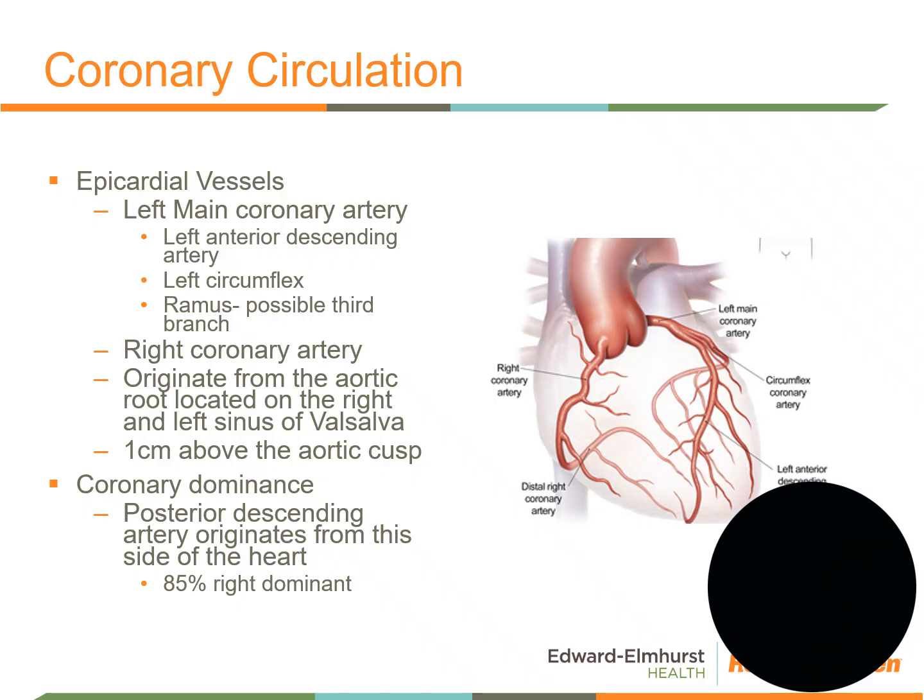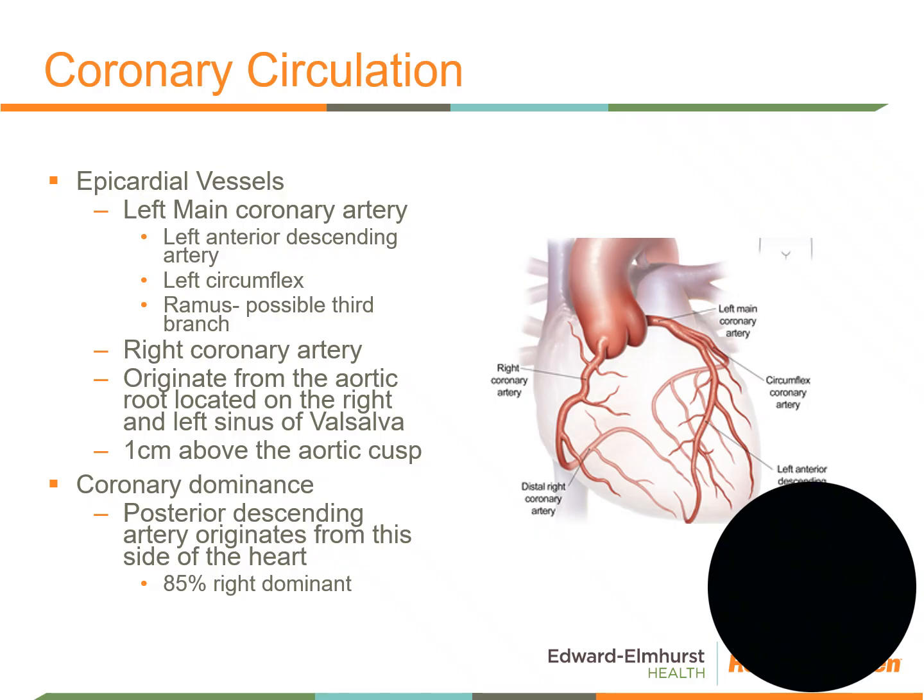Your coronary circulation includes epicardial vessels. Your main coronary arteries are epicardial, so they're on the outside of the heart muscle. You have your left main coronary artery, which branches off into your LAD, your left anterior descending, and your left circumflex. Some people do have a third branch, which is called the ramus intermedius. On the other side, you have your right coronary artery, and they all originate from the aortic root, located at the right and left sinuses of Valsalva, approximately a centimeter above the aortic cusp.